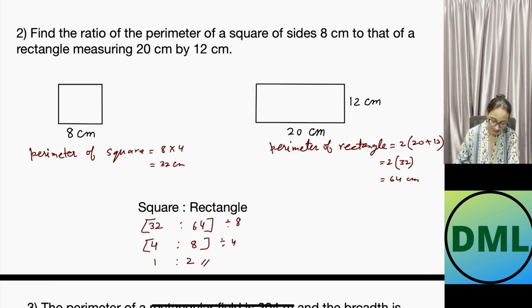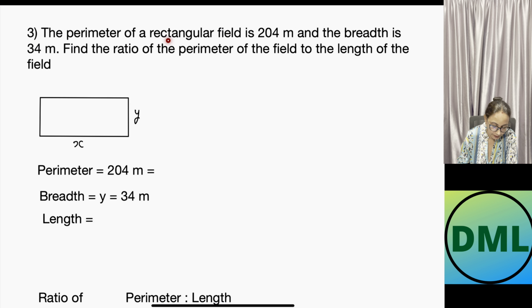Let's see the next example here. The perimeter of a rectangular field is 204 meters and the breadth is 34 meters. Find the ratio of the perimeter of the field to the length of the field.